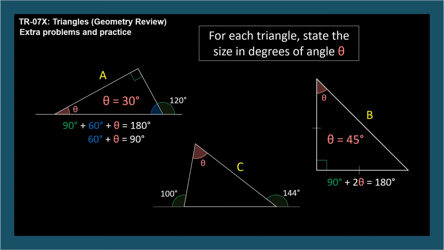For triangle C, we have 2 linear pairs, so we determine these angles from their supplements. The purple angle is 180 degrees minus 100 degrees, and the blue angle is 180 degrees minus 144 degrees. So after some algebra, theta equals 64 degrees.